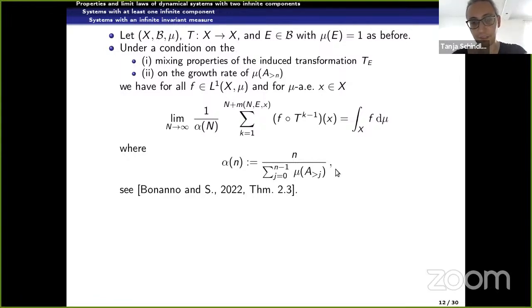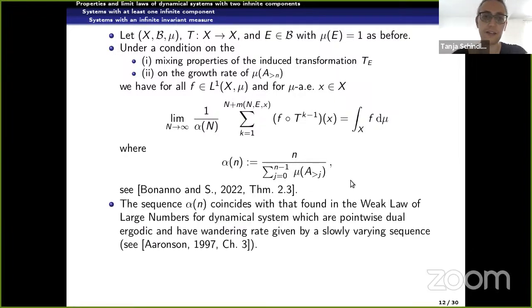the super level sets. And some remarks about it. So the sequence alpha of n coincides with the constants which we get from a weak law of large numbers. So what we do here to truncate this sum is maybe not so much of a weird thing, or we don't truncate it too much.